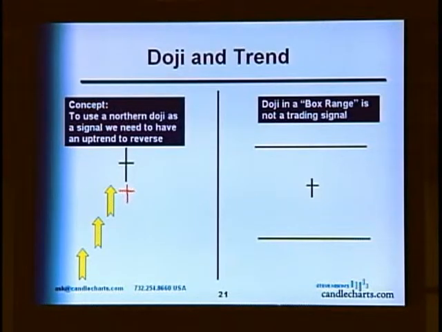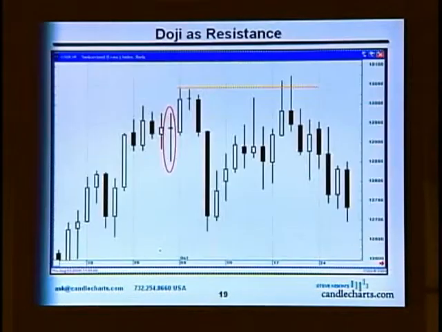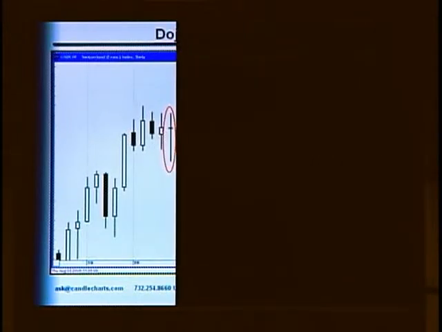Japanese call it a box range. And going back to the prior slide, that's what that red circle is all about. See the immediately preceding trend? When I talk about the immediately preceding trend, I talk about the 2, 3, 4 candles before it. There was no trend to reverse. That Doji has no turning implications.